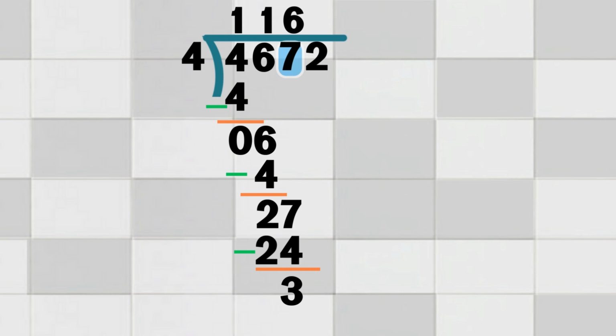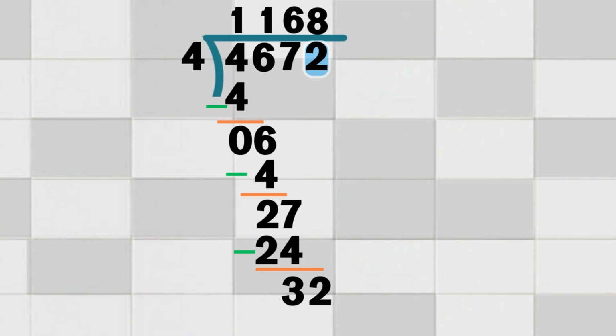Bring down the final digit. Now bring down the last digit in 4,672, which is 2. Put the 2 next to the 3. Now we have 32. Divide one last time. We ask, how many times does 4 go into 32? Let's try. 4 times 8 equals 32. That's perfect. Yay! So we write 8 on top of the bracket, above the 2.